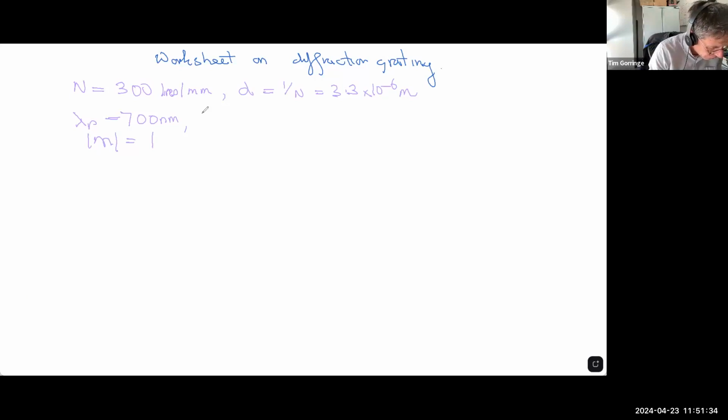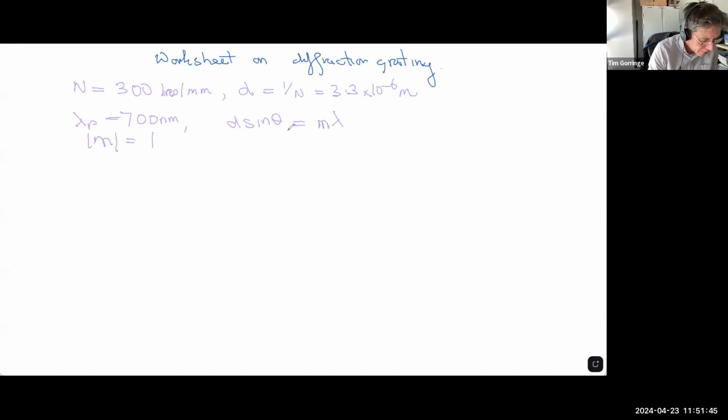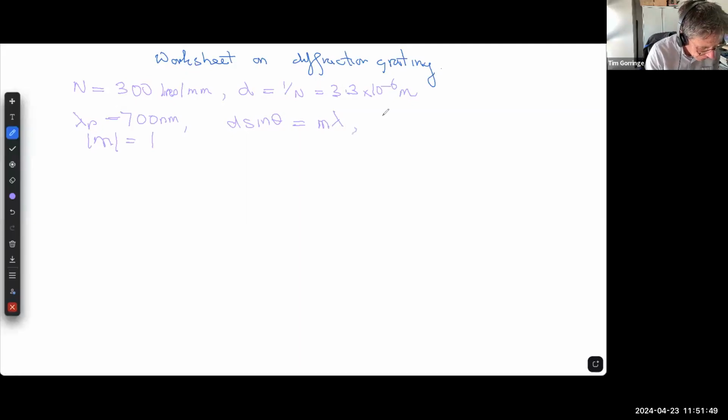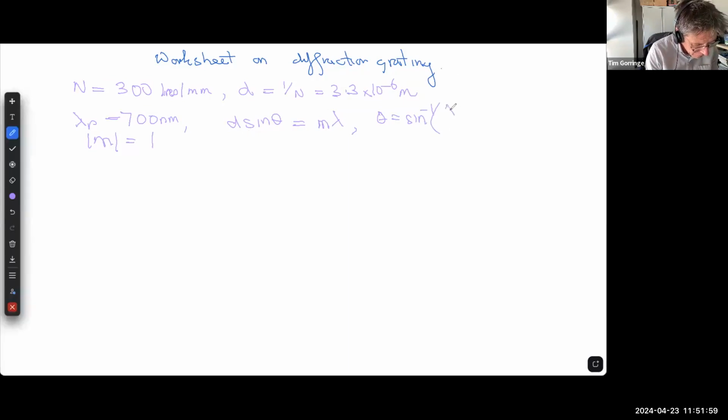The equation I'm going to use, d sine theta, we want theta, equals m lambda. And we know d, we know lambda, and we know m. So I've just got to rearrange this. Theta equals the inverse sine of the ratio of lambda to d. And I've plugged in the fact that in this case, my m is 1.